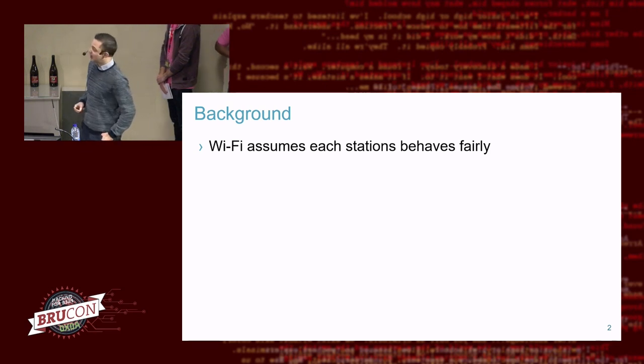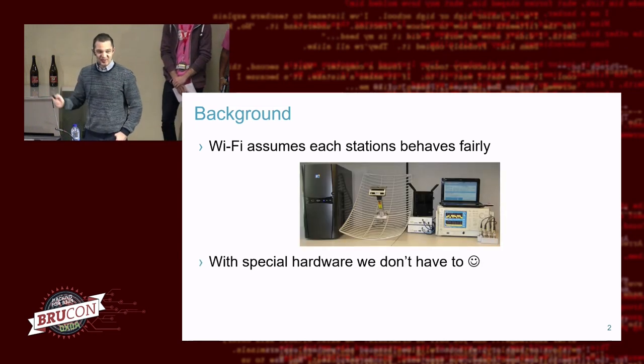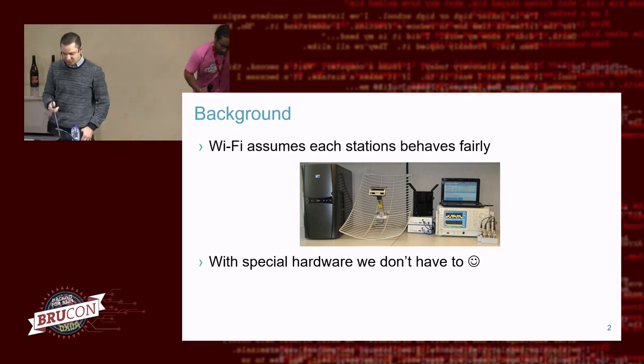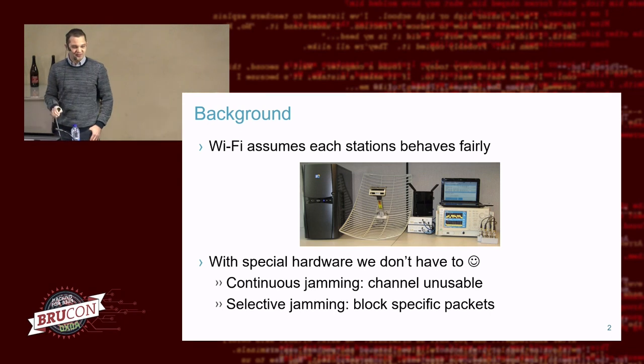Now, of course, if we are an attacker or some kind of malicious entity, we can get some special hardware, and then we no longer have to follow any of these rules that Wi-Fi specifies. And that's, of course, well known. If you make your own hardware, you can do what you want. So for example, we can do this selfish behavior and just always instantly transmit, and so on. But apart from that, we can also do some other interesting stuff. For example, we can decide to continuously jam certain Wi-Fi frequencies, so certain Wi-Fi frequency bands will become completely unusable, and you can no longer use your Wi-Fi.